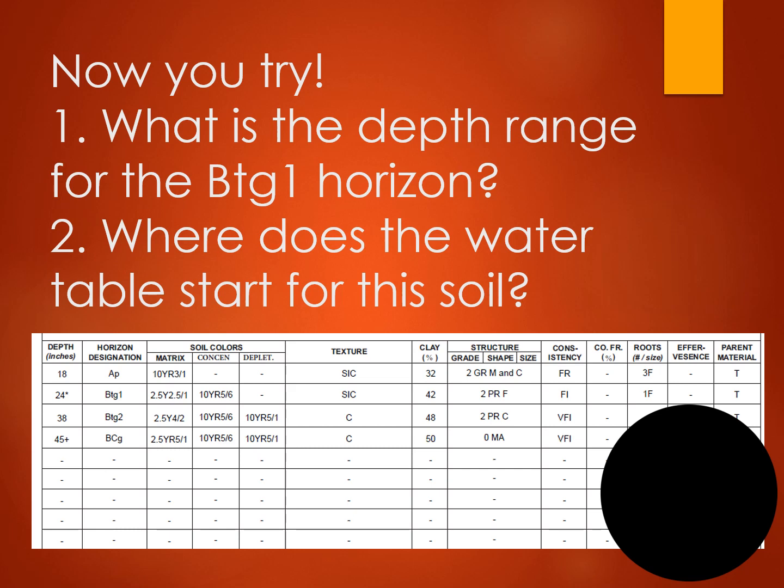We look at the BTG1 horizon. We look at all of our colors, what the matrix color is, the concentrations and depletions, and if they are present.